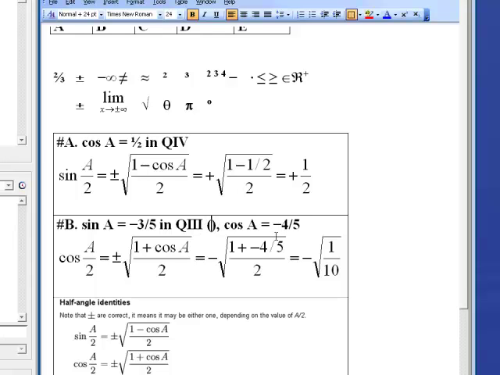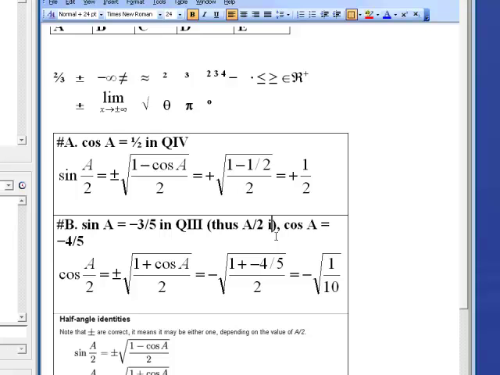So here I may want to add thus A over 2 in quadrant 2. And follow that with cosine A equals -4/5.